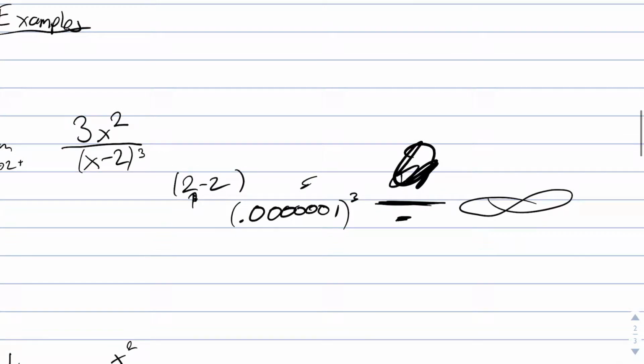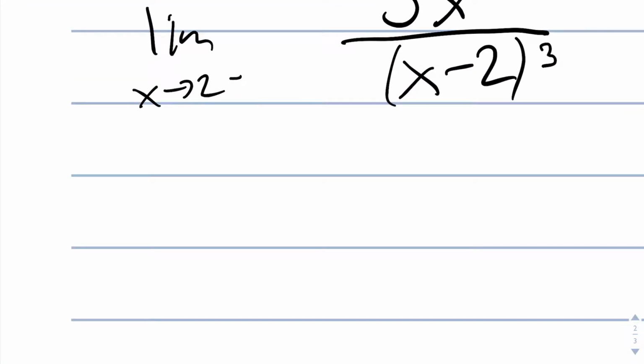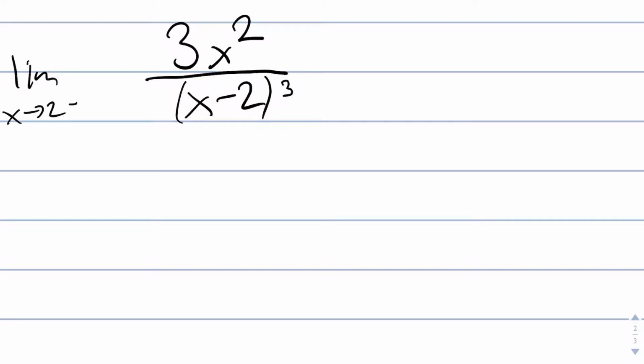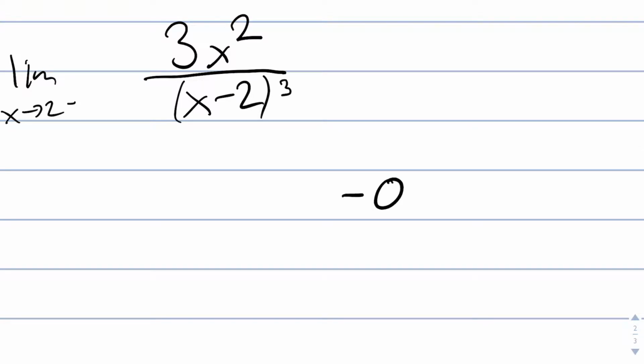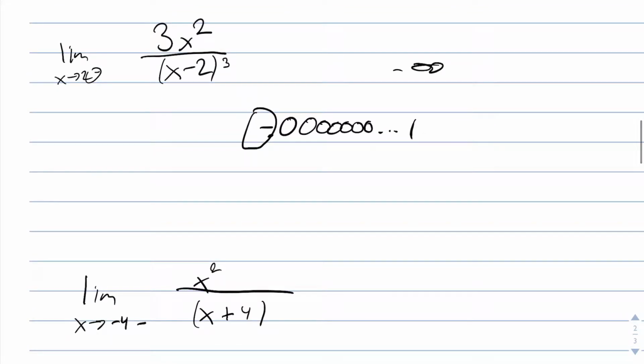Now, just to show you guys, if we change this to a negative, what's it going to do? Well, we got something that's slightly smaller than 2 here, so that's going to be negative point whatever. That's still going to be very small, but it's a negative. And so it's going to be negative infinity. And that's where one-sided limit is useful for dealing with stuff like this.